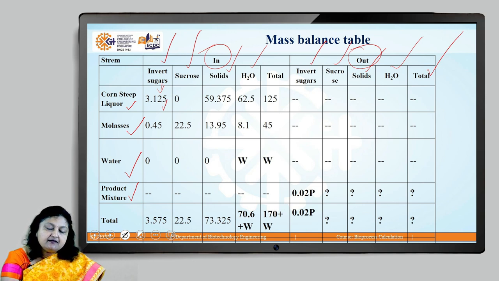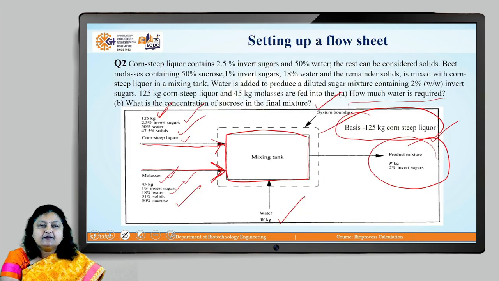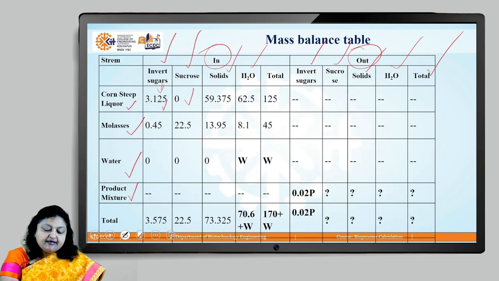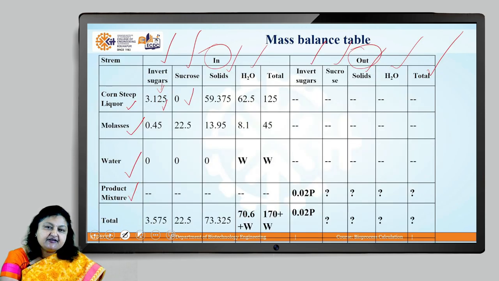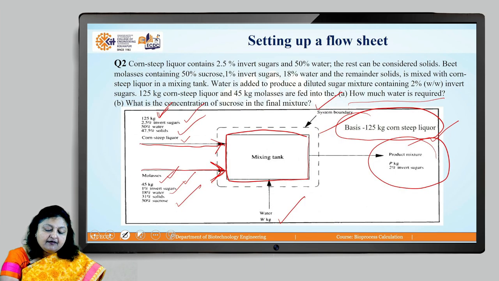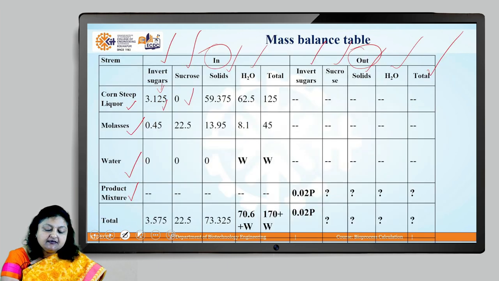Similarly, in the constipated liquor, the amount of sucrose you calculate. If we refer to the flow sheet, constipated liquor has 0% content of sucrose. Sucrose is not there. So here you write 0 kg. Then solids, 47.5% of 125. Calculate that and write here. It is 59.375. Then next is water. Water content is 50% of 125. That is 62.5 kg. Then you take a total of this row. The total of this row is 125. Then whatever calculations you have done are correct.